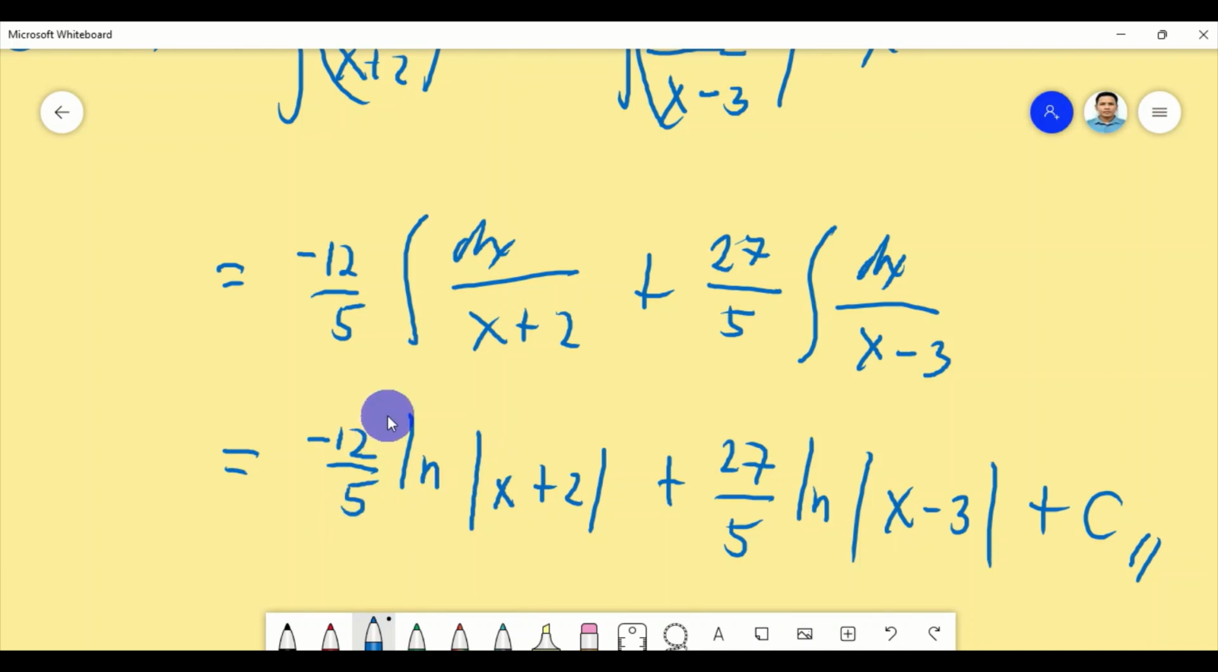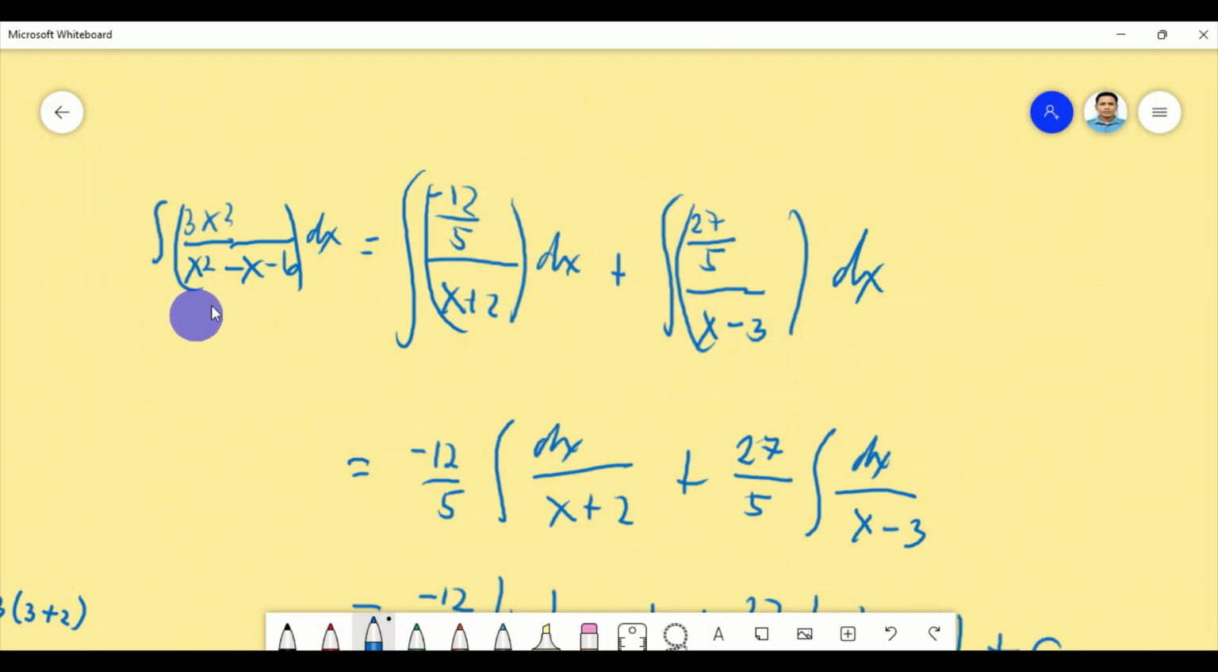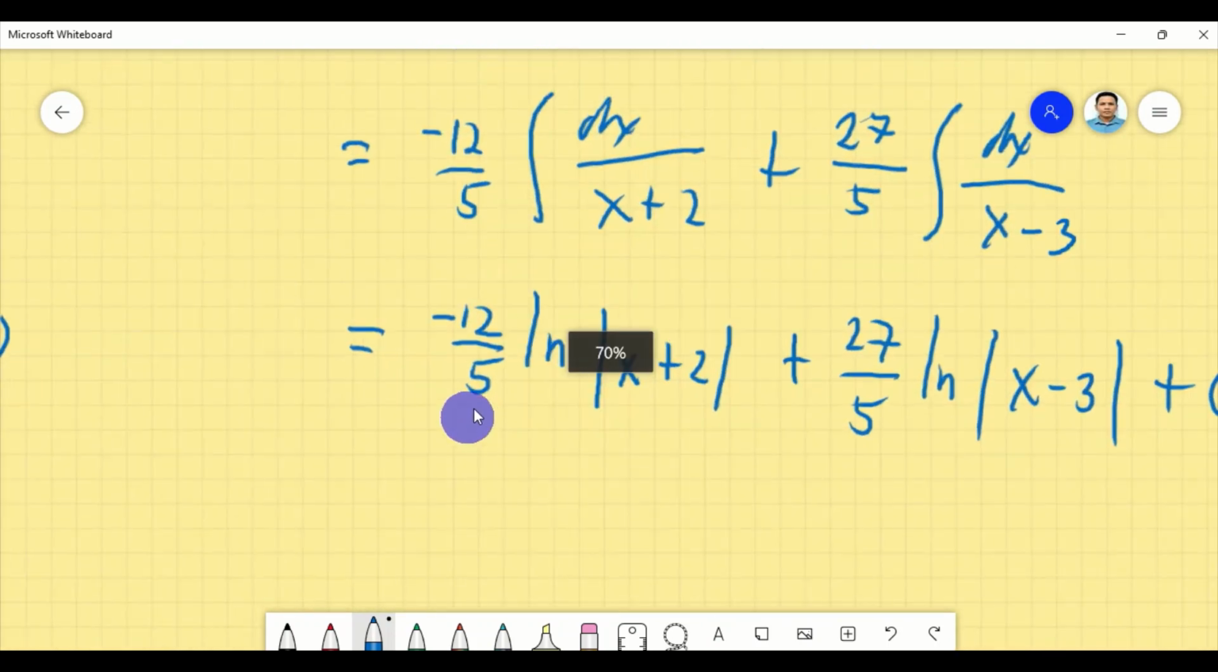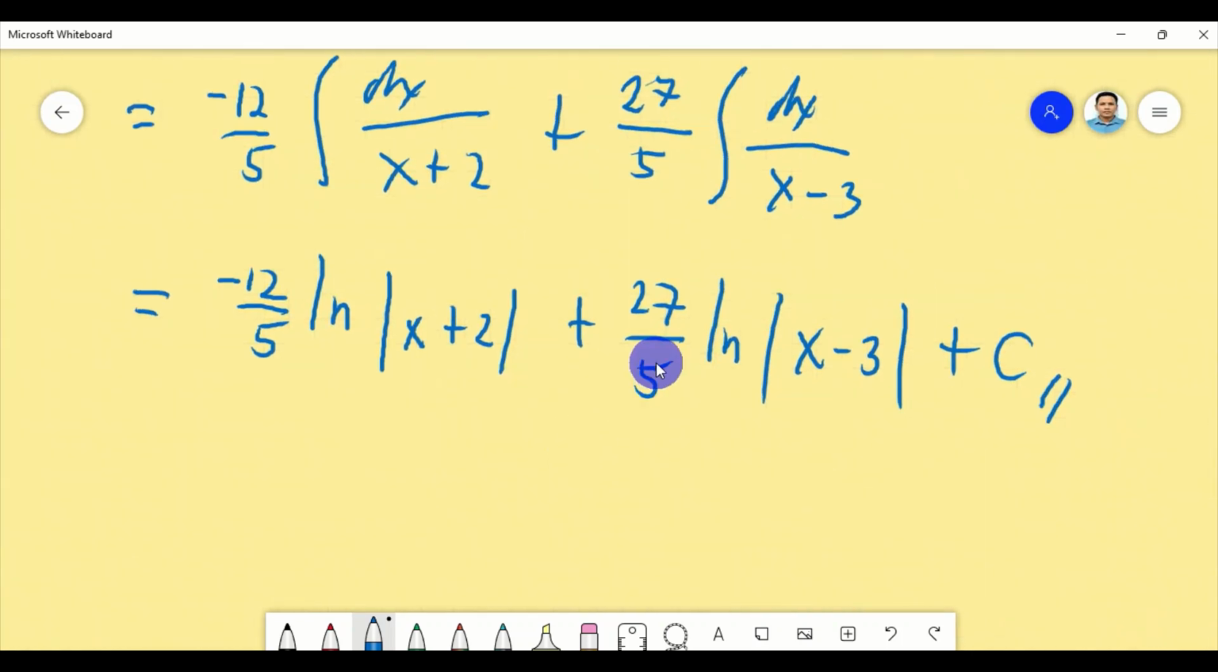So the answer to our problem, the integral of 3x squared over x squared minus x minus 6 dx, is equal to negative 12 over 5 ln of the absolute value of x plus 2 plus 27 over 5 ln of the absolute value of x minus 3 plus the arbitrary constant C.